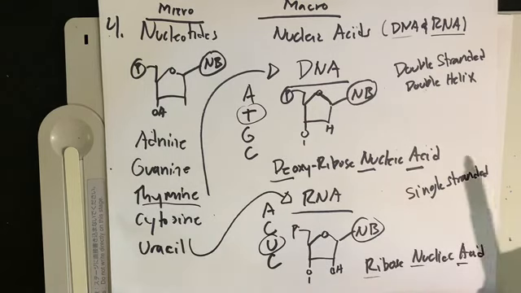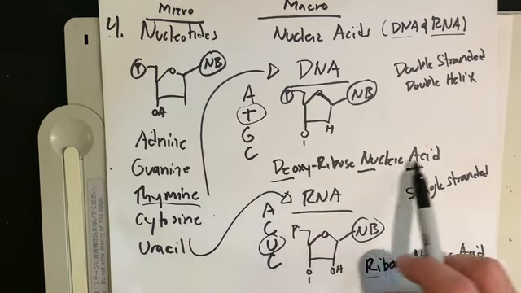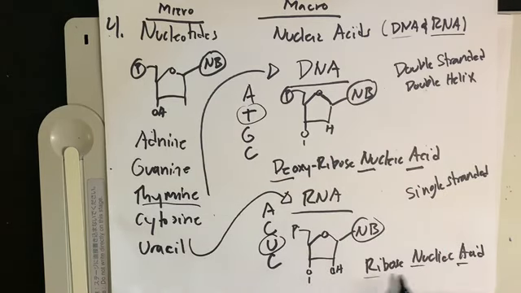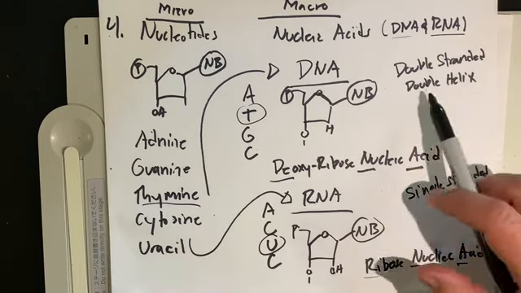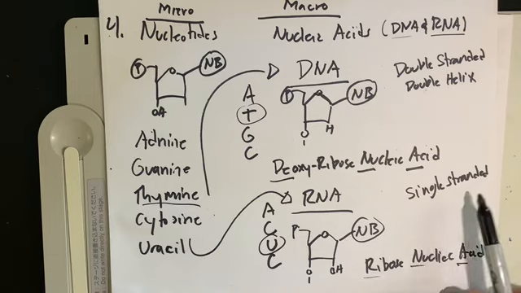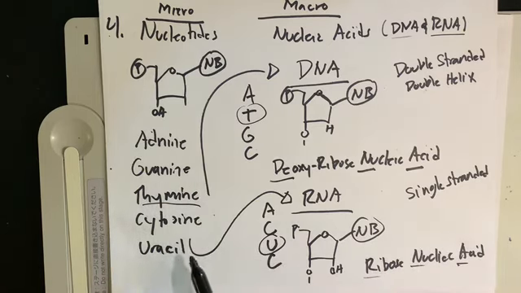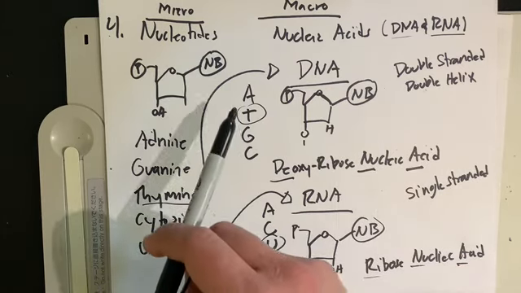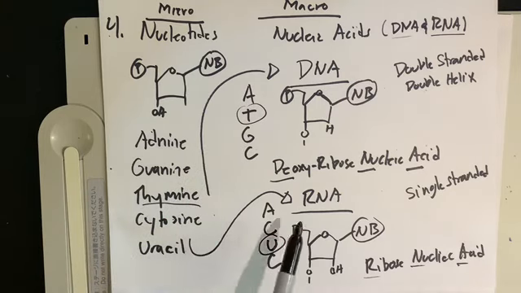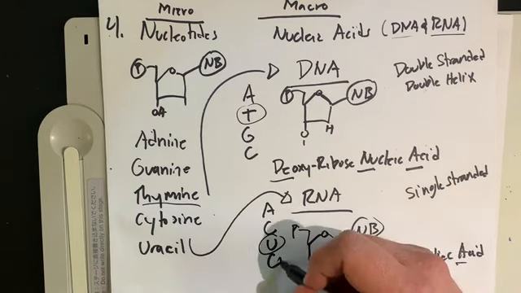So once again, DNA is deoxyribonucleic acid, so it's missing an oxygen. RNA is just ribonucleic acid. DNA is usually double-stranded in a double helix. RNA is usually single-stranded. And then lastly, the different nucleotides they use to create it. DNA uses adenine, thymine, guanine, cytosine, where RNA uses adenine, cytosine, uracil, and guanine. That should be a G there.